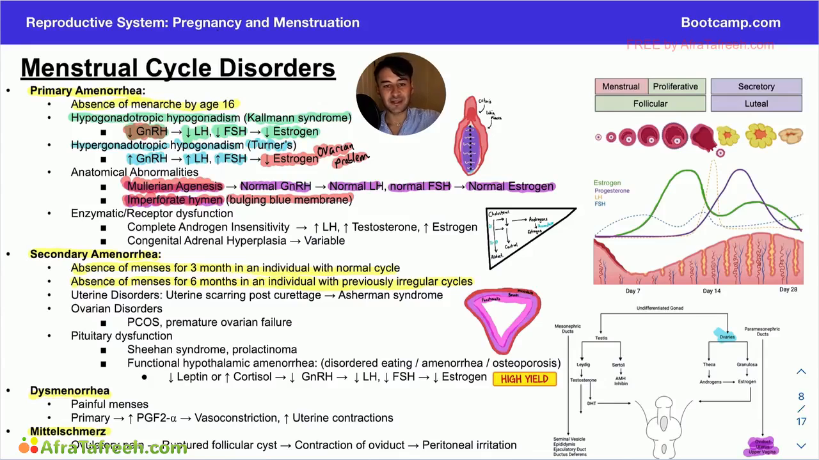Let's move on now to talk about our enzymatic or receptor dysfunction causing primary amenorrhea. Classically, I like to think of complete androgen insensitivity syndrome. In this condition, we have a receptor for testosterone that is abnormally functioning. So let's say our receptor looks like this, kind of has this semicircle shape, but testosterone, let's say, has a triangular shape.